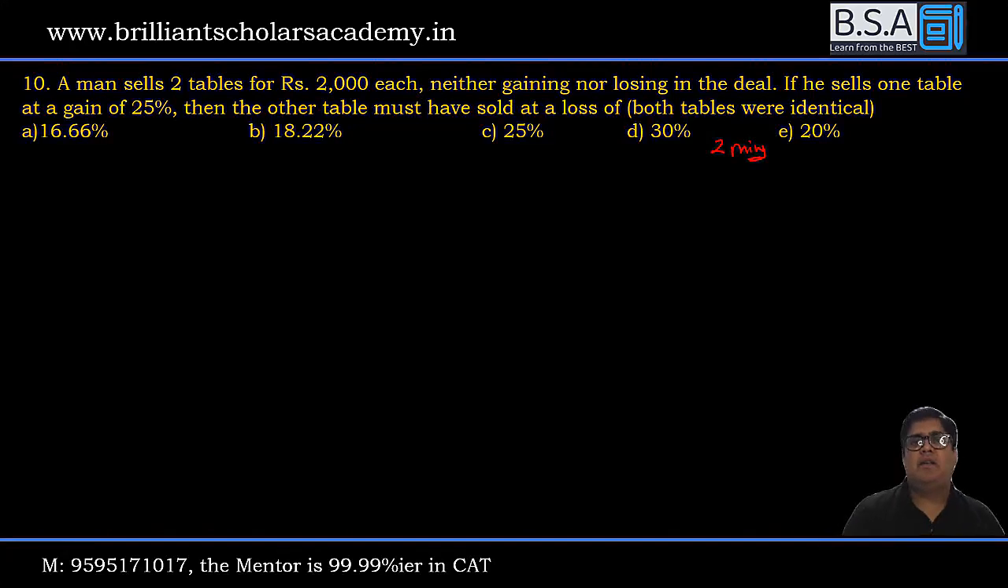A man sells 2 tables for rupees 2000 each, neither gaining nor losing in the deal. If he sells one table at a gain of 25%, then the other table must be sold at a loss of. Both tables were identical. This information is not needed as such.